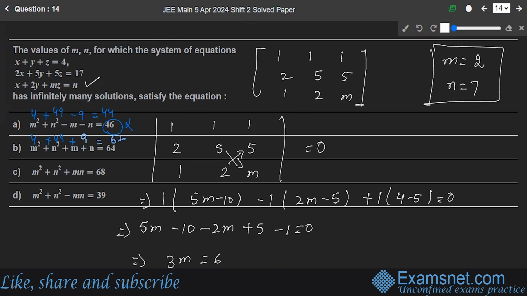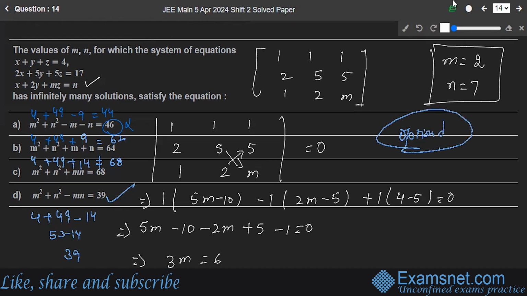Next is m squared, which is 4, and 49 plus m into n, which is 14. This is not 68 again. You have this 4 and 49 minus 14. This gives me 53 minus 14, which is 39. So this is the right answer to the question, option D. Hope you got that. Let's move to the next question then.